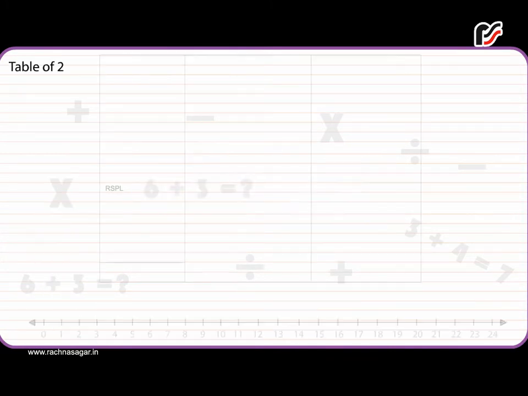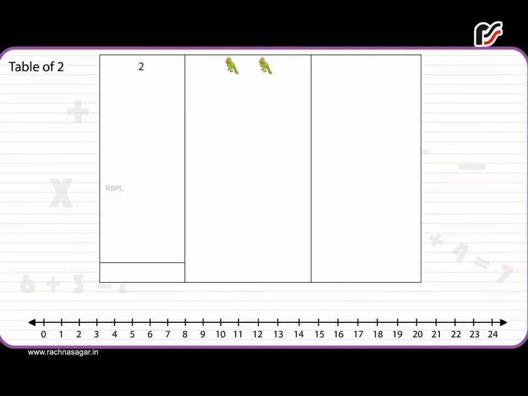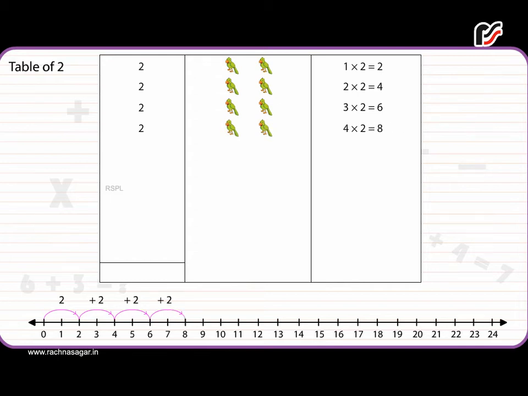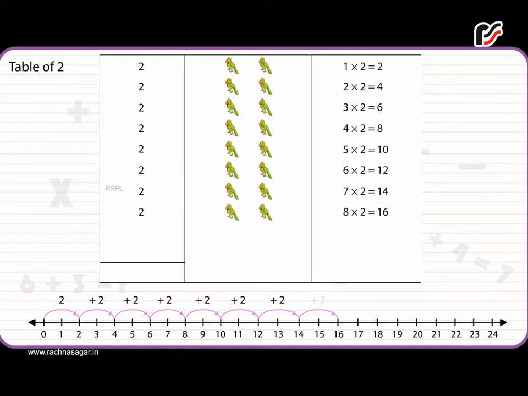Multiplication table. Table of 2. 1 times 2 is equal to 2. 2 times 2 is equal to 4. 3 times 2 is equal to 6. 4 times 2 is equal to 8. 5 times 2 is equal to 10. 6 times 2 is equal to 12. 7 times 2 is equal to 14. 8 times 2 is equal to 16. 9 times 2 is equal to 18. 10 times 2 is equal to 20.